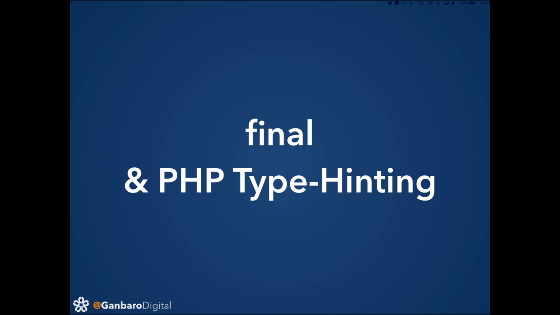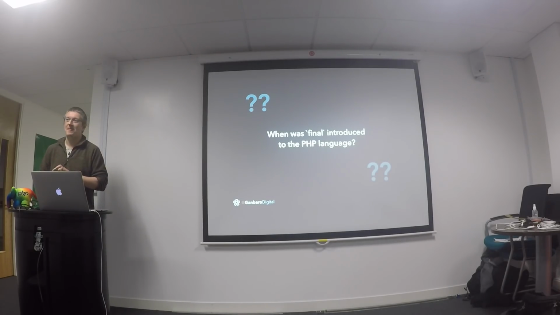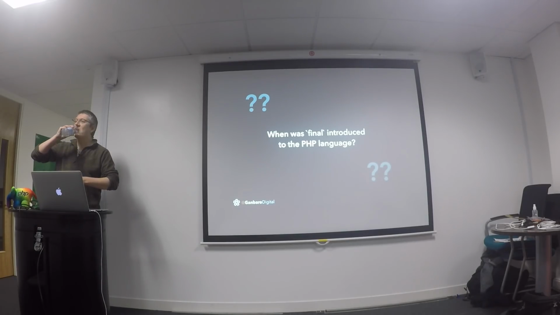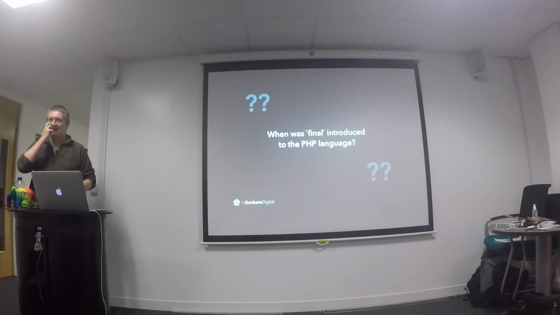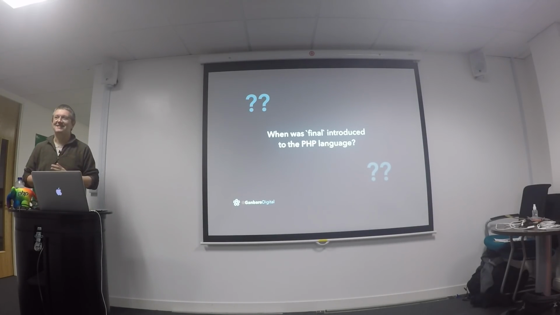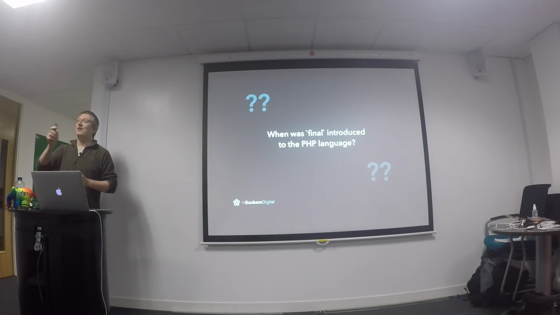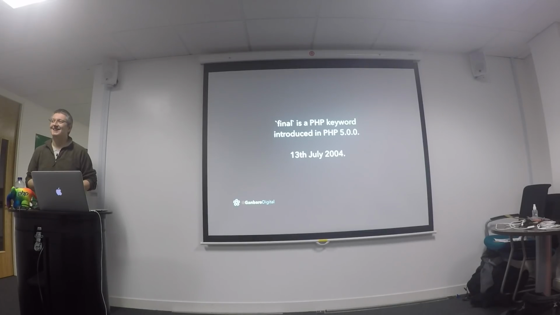So let's get into it and look at final and how it impacts type hinting. So here's a question for everybody. Do you know when the final keyword was added to PHP? Anybody? Yes, please. 5.0. Any bets higher or lower than 5.0? 5.3. PHP 4. Okay. Starting to get a bit random there, I think. 5.0 is exactly right. Does anyone know when 5.0 came out? Yes, please. 2004. Absolutely spot on. That's awesome.